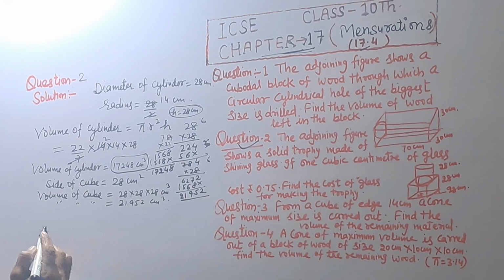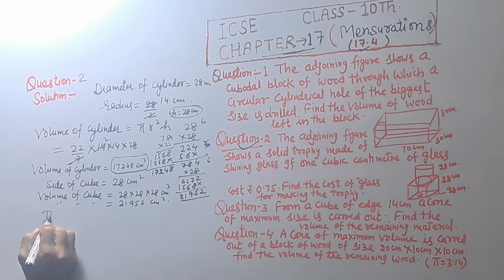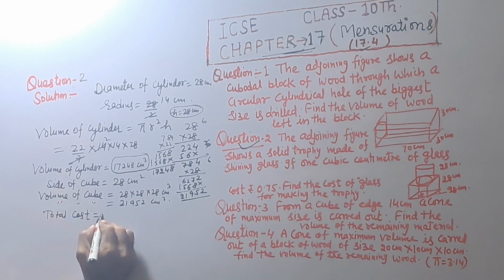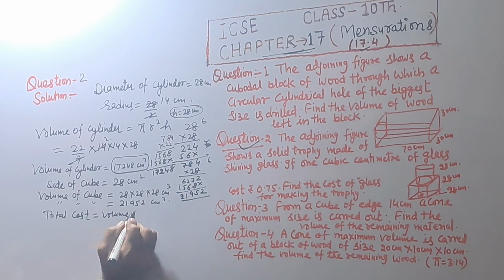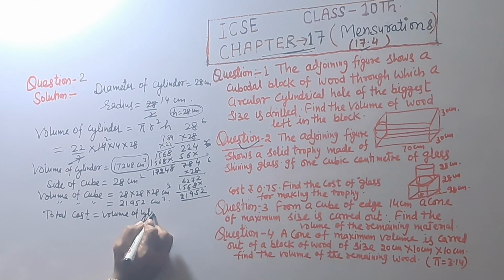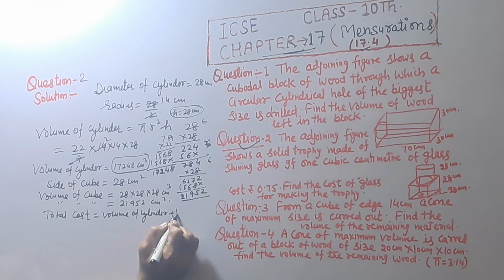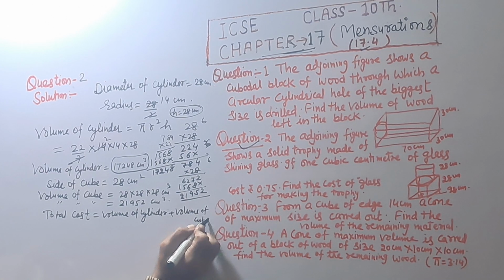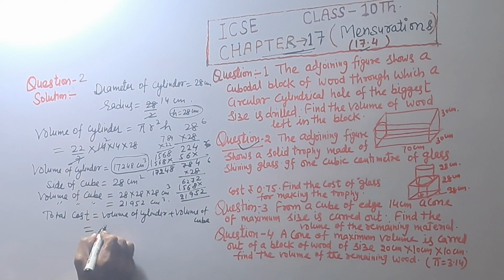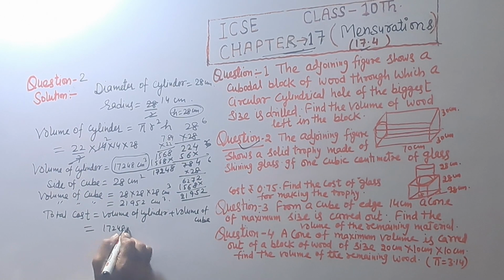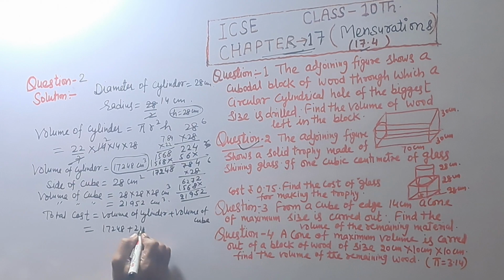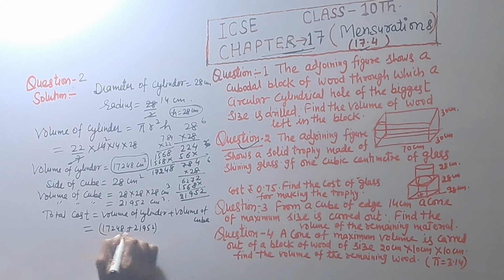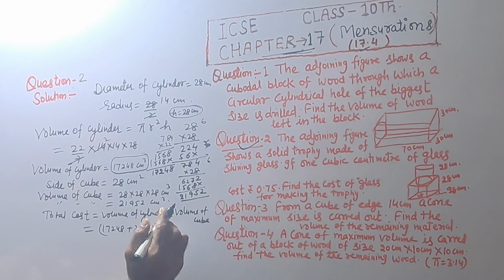Find the cost of glass for making the trophy. Total cost is equal to volume of cylinder plus volume of cube, that is 17248 plus 21952 centimeter cube.